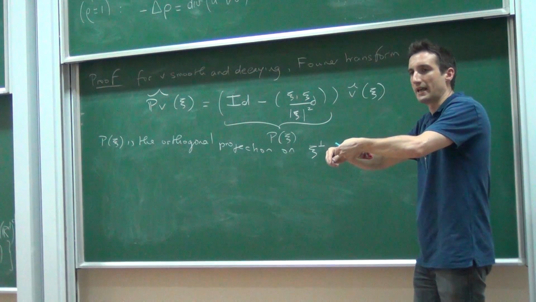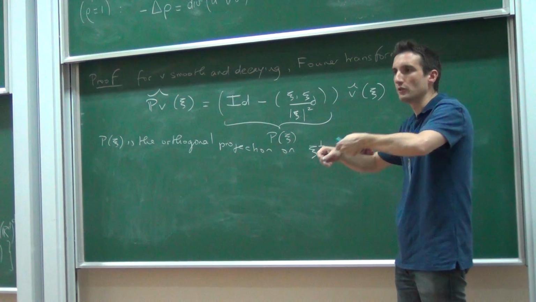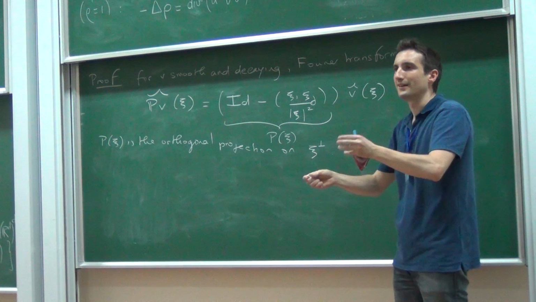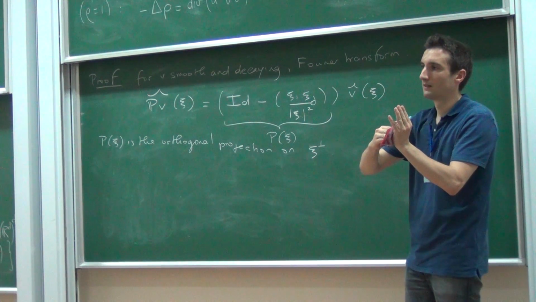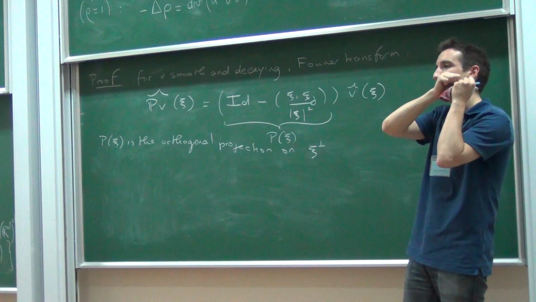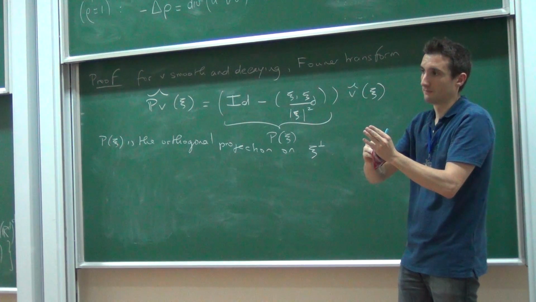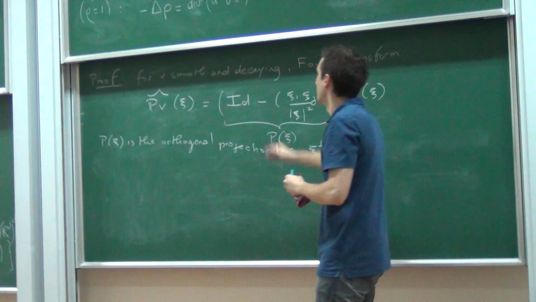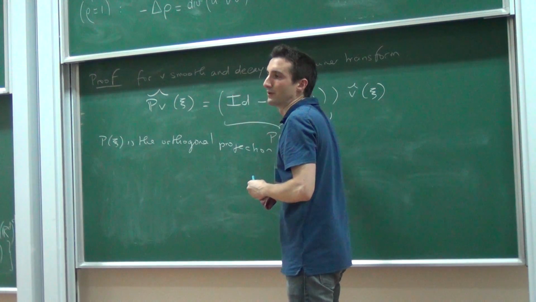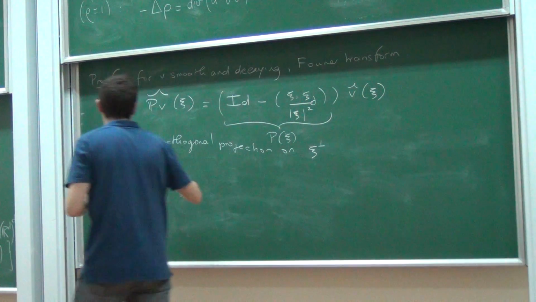Okay? So you project on fields in Fourier, you project on fields that are orthogonal to psi. But when you go back to the physical space, that means you project on divergence-free fields. Okay? And so then, of course, it's an L2 operator, it's an orthogonal projection in L2.